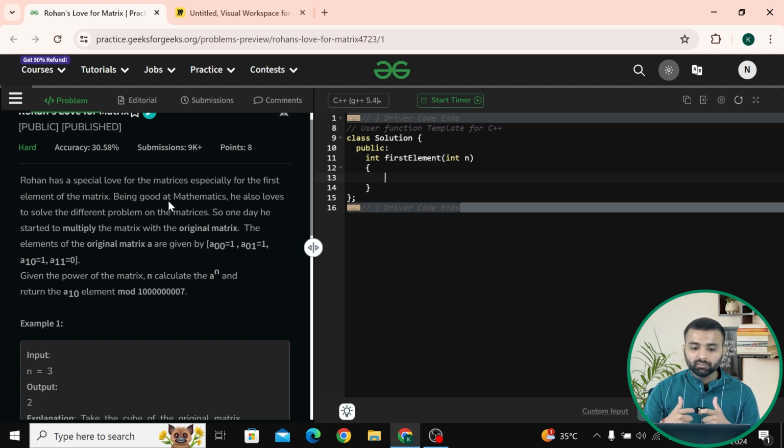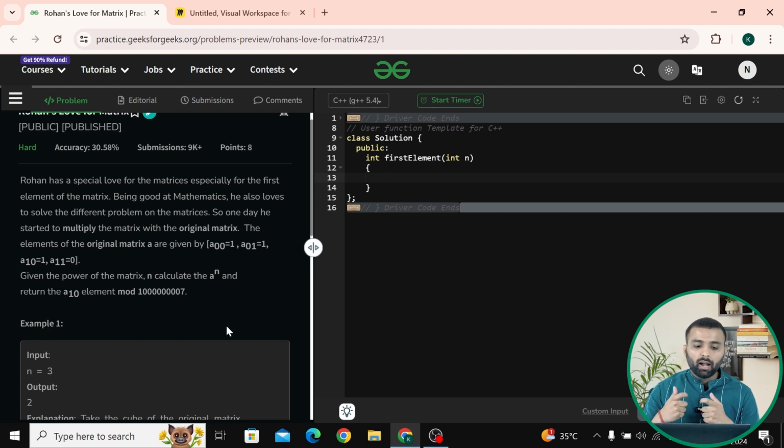Being good at mathematics, he also loved to solve different problems on the matrix. So one day, he started to multiply the matrix with the original matrix. The element of the original matrix given here is 1 1 1 0, where at A 0 0 we have 1, at A 0 1 we have 1, at A 1 0 we have 1, and at A 1 1 we have 0.